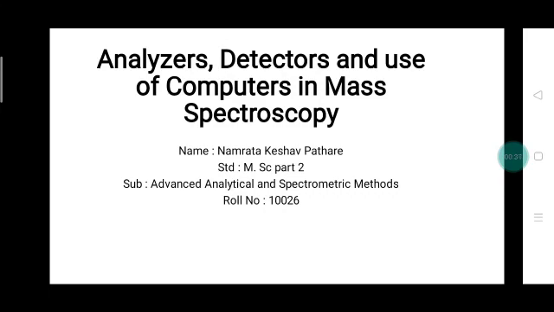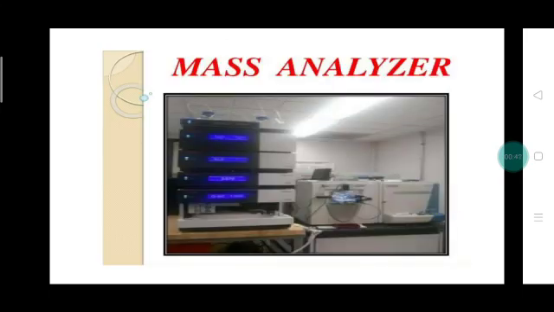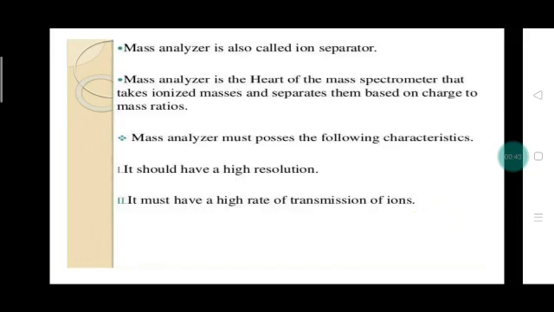In mass spectroscopy, there are three main components. The first one is the ionization technique, the second one is the mass analyzer, and the third one is the mass detector. First one is the mass analyzer. The mass analyzer is also called an ion separator.